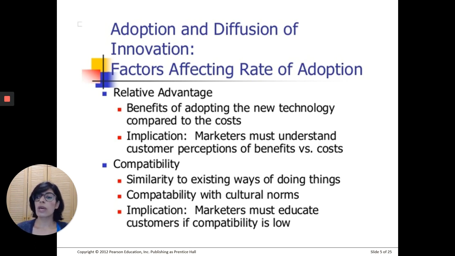And also look at the implications. So if the compatibility is low, how will you educate your market? For example, when the first iPod was released many years ago now, it was a very new concept to have so much music on one device. And Apple at the time were creating a new market for this product. And it was a very novel way of doing things.